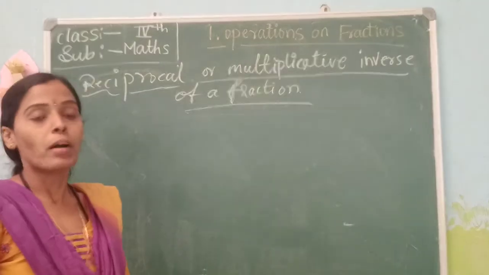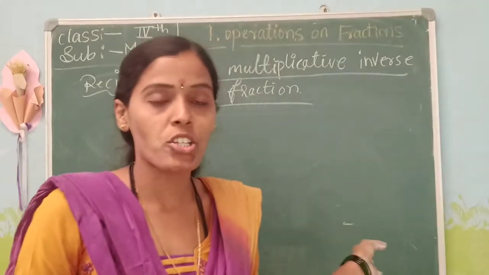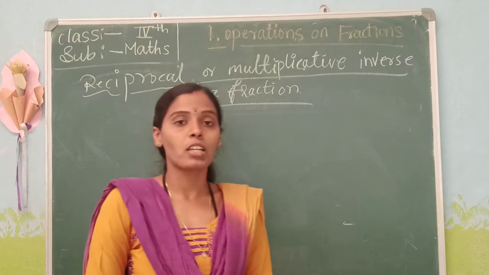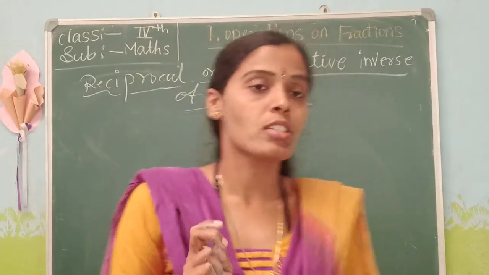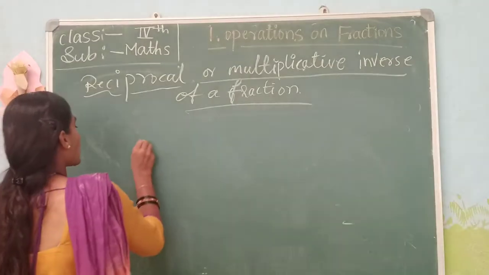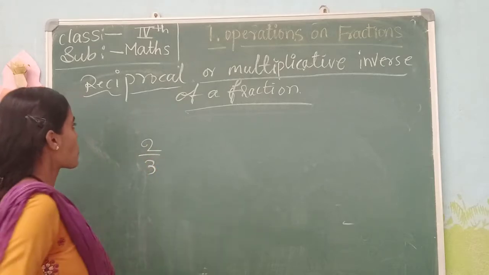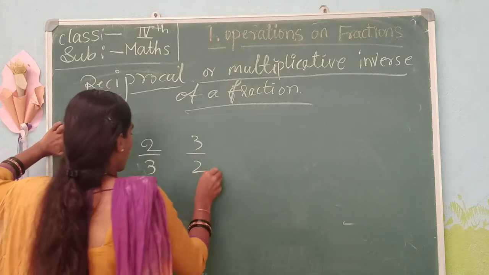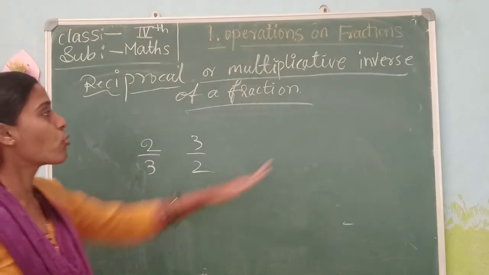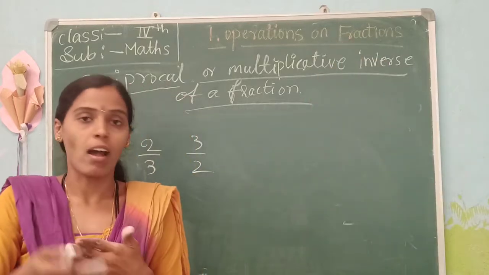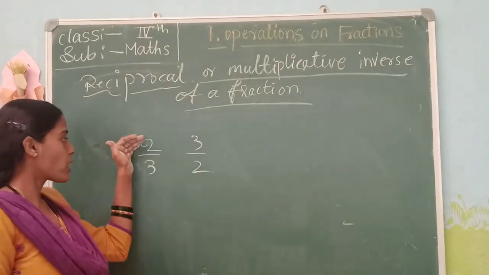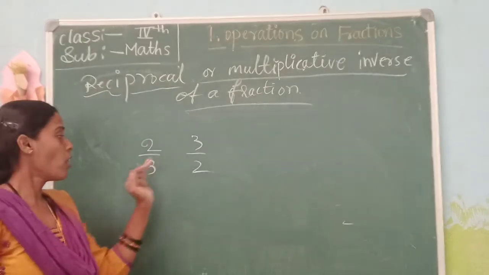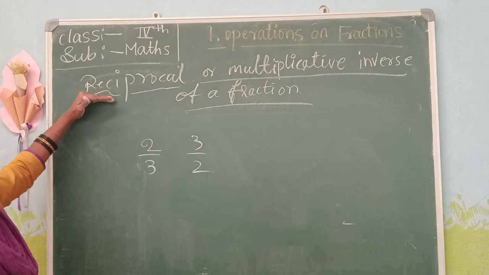When we multiply a fraction by its inverse fraction, the answer is always 1. For example, 2 by 3. The reciprocal form of 2 by 3 is 3 by 2. Reciprocal means inverse. Inverse means ulta. The numerator and denominator exchange places when it's a reciprocal.